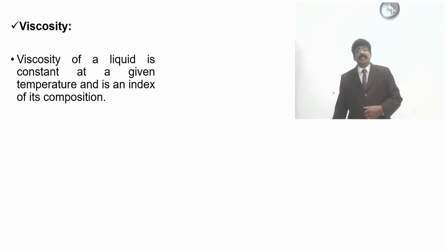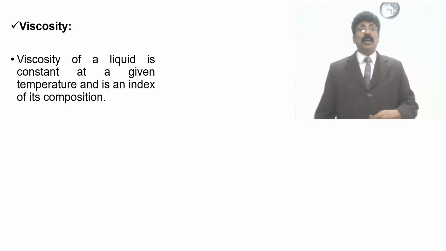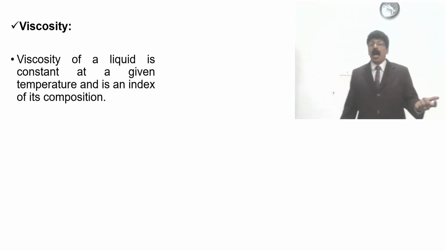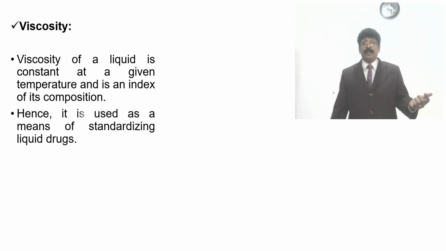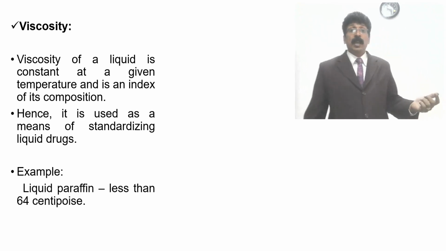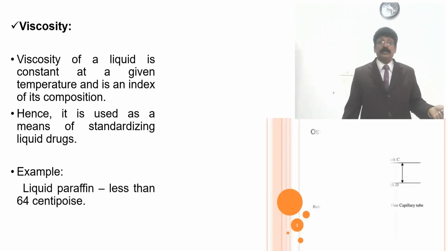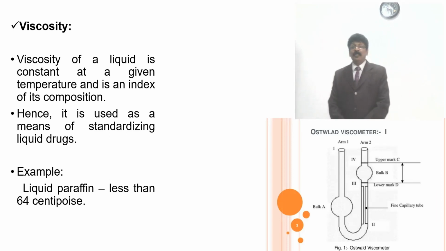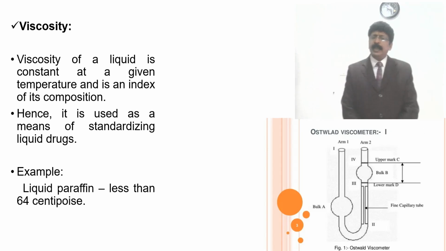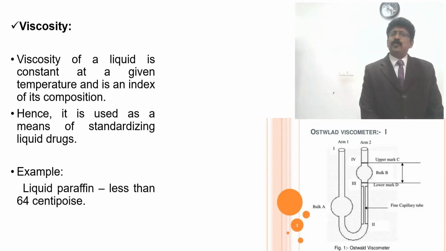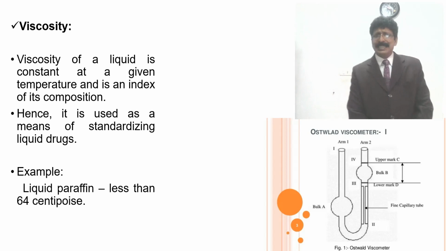Viscosity of a liquid is a constant at a given temperature, expressed in millipoise or centipoise, and usually an Ostwald viscometer can be used. Hence it is used as a means of standardizing liquid substances. Example: liquid paraffin less than 64 centipoise. You will be using this because when you are preparing any type of fluid, for example a herbal syrup, it is necessary to prepare it, and after preparation standardization is the main parameter you should know about.